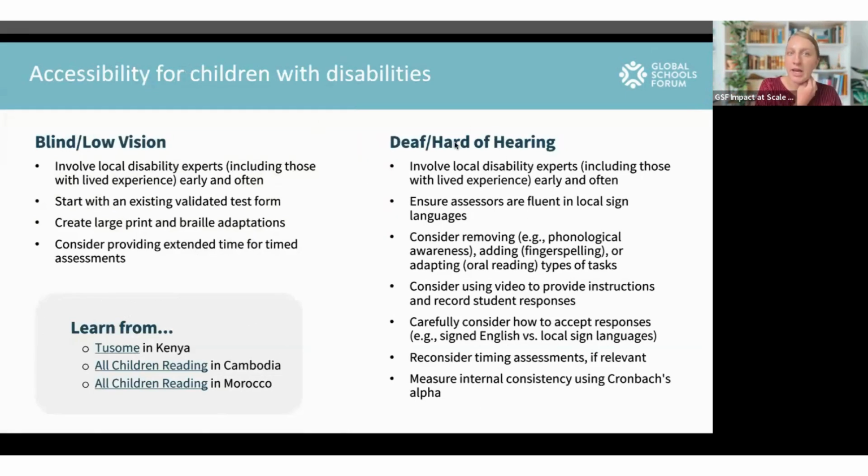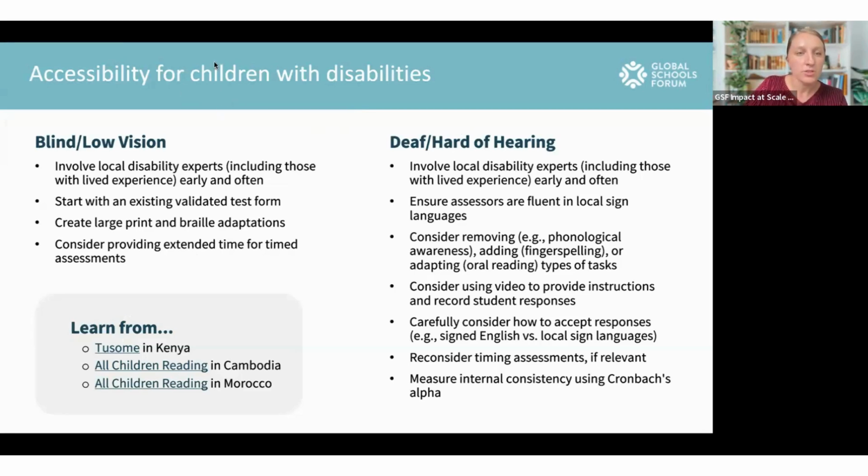Another point is thinking about accessibility for children with disabilities and specifically sensory disabilities. If you are aware of children who are participating in your program who are blind, low vision, deaf, hard of hearing, there are steps that you can take to make the assessments that you're already using accessible to those children. Typically for students who are blind or low vision, you would start with an existing validated test form and create large print and braille adaptations.